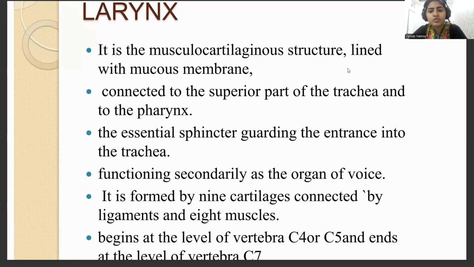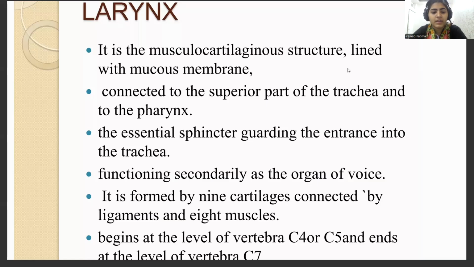It is connected to the superior part of the trachea and to the pharynx. It is the essential sphincter guarding the entrance into the trachea, and it also guides air into the trachea. Then functionally, it is secondary an organ of voice. It is known as the organ of voice because when we are talking, it helps us put the sound, as it has the voice box also, the vocal cords.